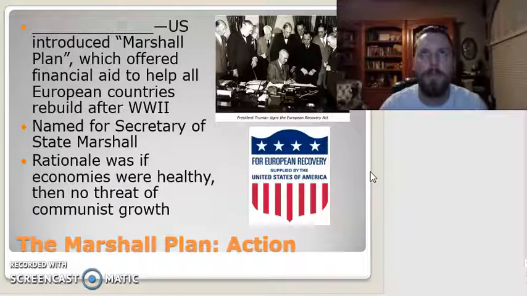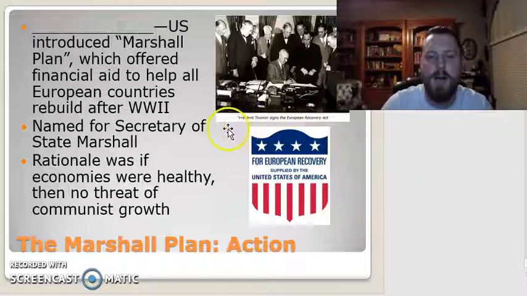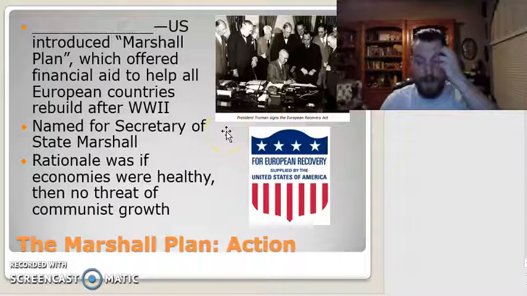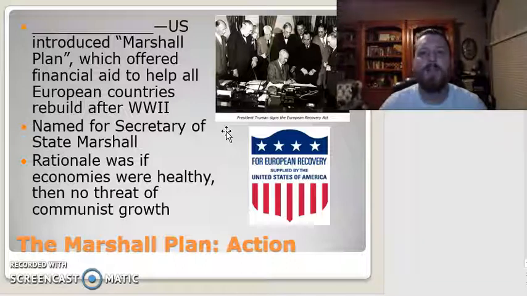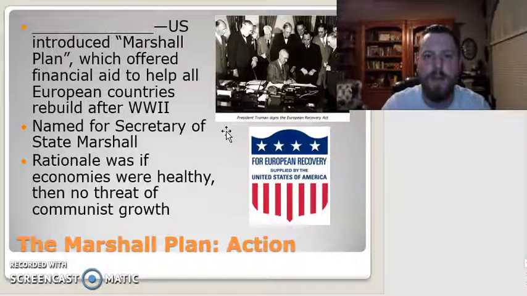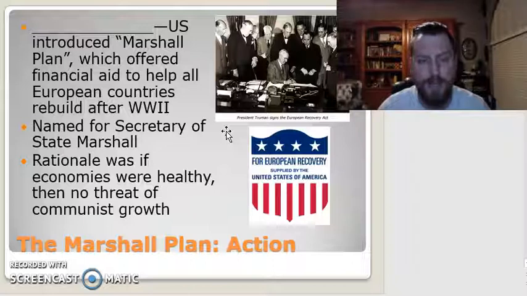But the Marshall Plan, in what month and in what year does the U.S. introduce the Marshall Plan, named after the Secretary of State Marshall? The rationale behind this, and this is another thing we've talked about in world history and European history, is that if you have a poor economy, if you have a large number of people at the bottom and a very small number of people at the top with all of the wealth, you generally see a drastic change in politics. And most often violent change in politics.